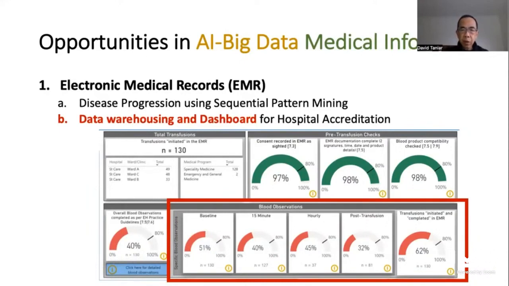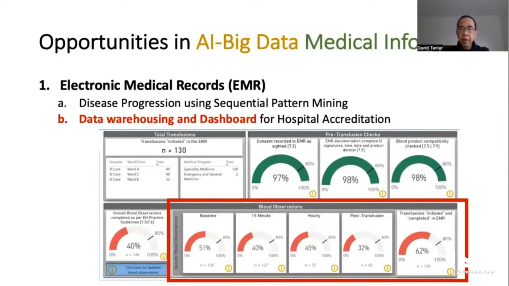So this is an important project for a hospital where we built a dashboard, in this case for blood transfusions. We analyze blood transfusions because when you're having a blood transfusion, you need to be monitored before the transfusion, 15 minutes after it starts, every hour if your transfusion hasn't finished, and 1 hour after you finish the transfusion.